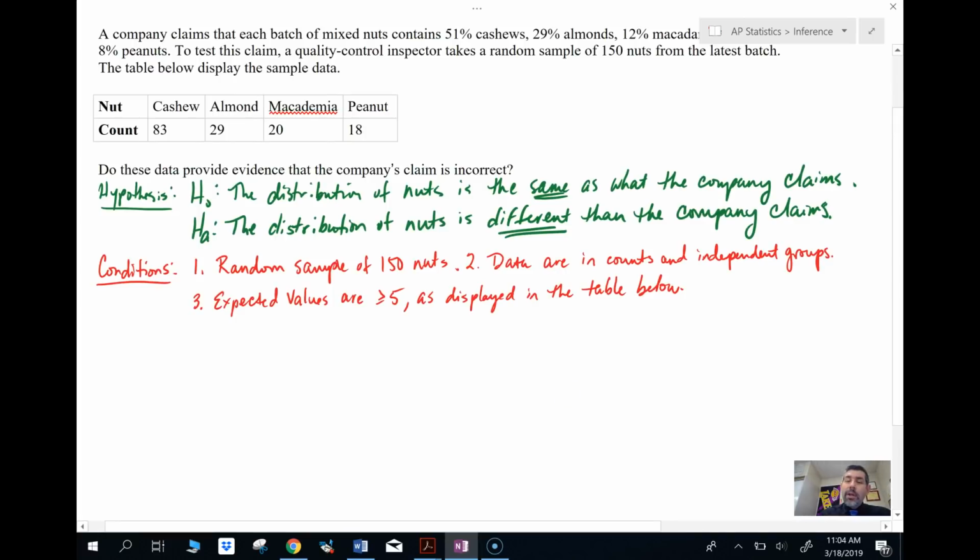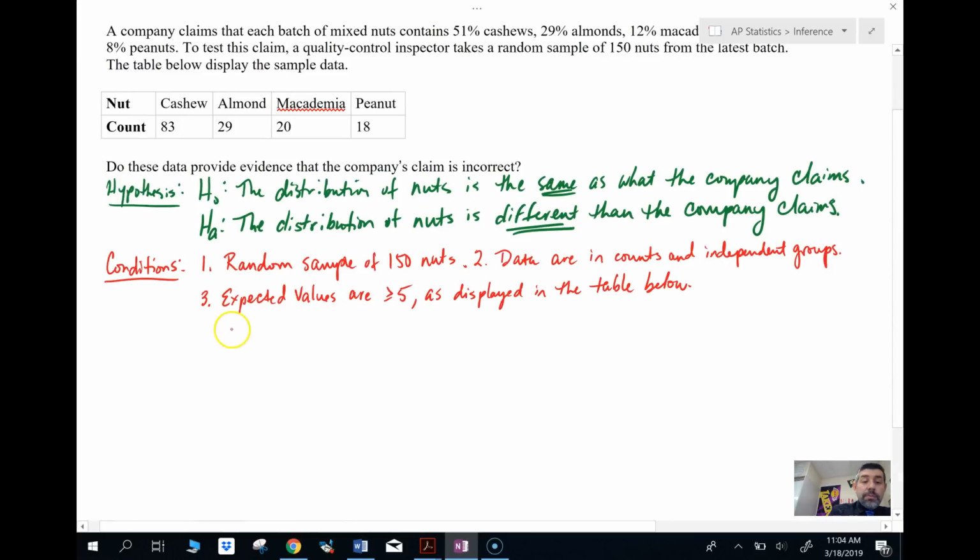I normally like to draw a table down here, because some people just put their expecteds right here. But if you put your expected values right underneath your third condition, then we'll know where it is. So I'm basically going to copy that table down here: cashews, almonds, macadamia, peanut, and total.